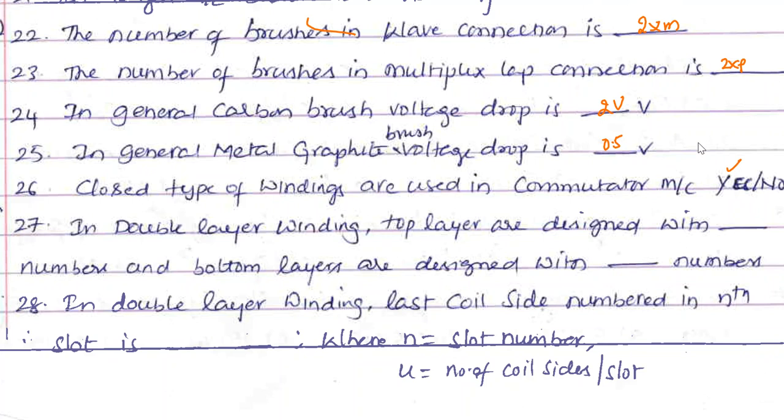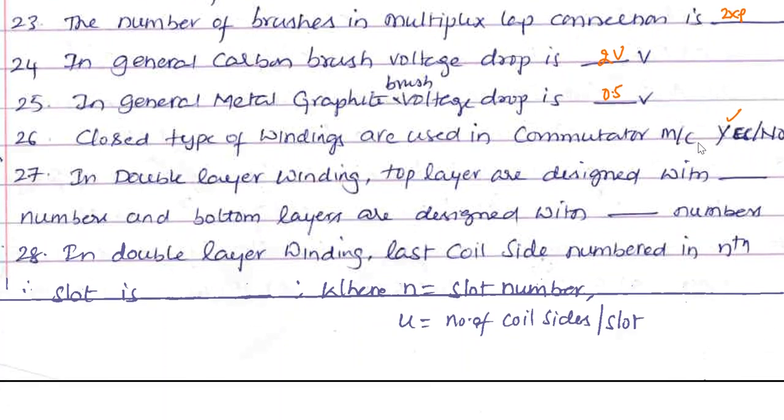Next one, double layer winding. The top layer is designed with the dash numbers and the bottom layer is designed with the dash numbers. In a double layer winding, the top layer is designed with odd numbers, so 1, 3, 5 like that, and even numbers are the bottom. So it's nothing but even.